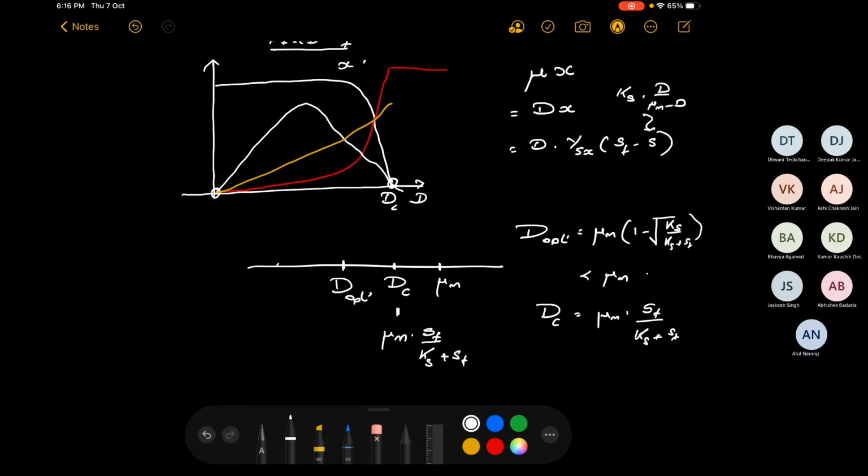How much time did it take to get to this point? 8.56 hours. So what was your volumetric productivity? It should be 4.01 divided by 8.56, which is how much? 0.46 grams per liter per hour. So it's about 0.5 grams dry weight per liter per hour. Is that correct? Yes, sir. Can anybody do the numbers for the CSTR?